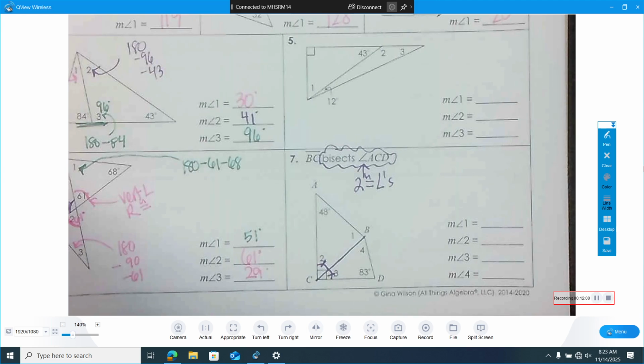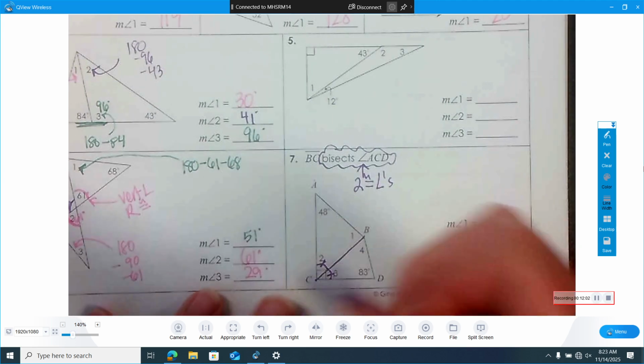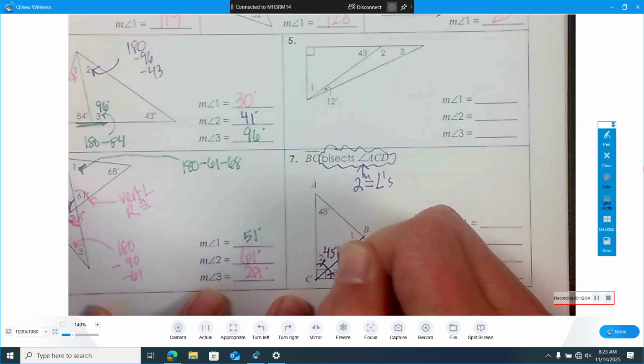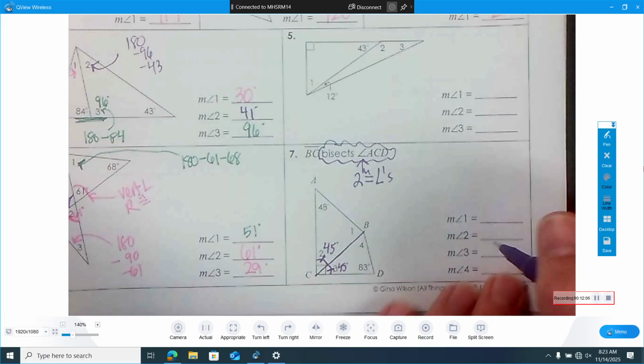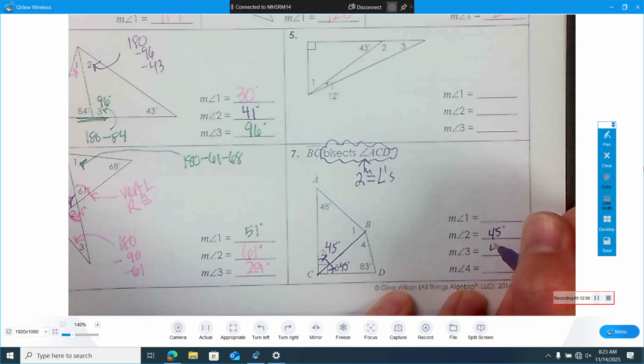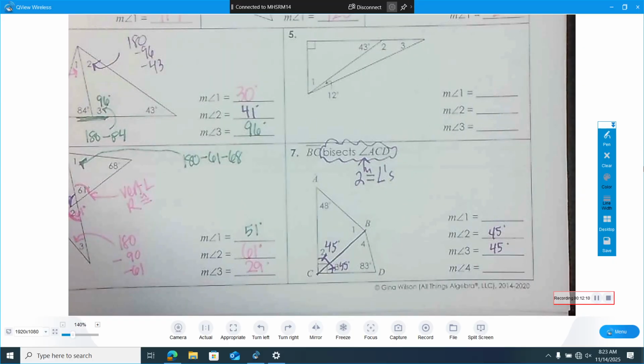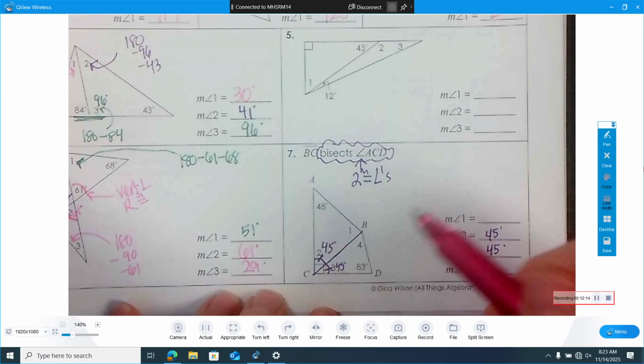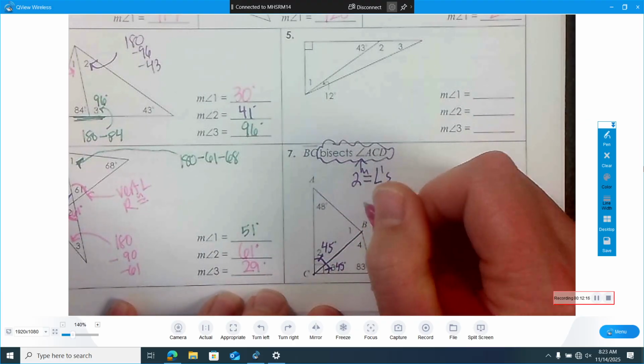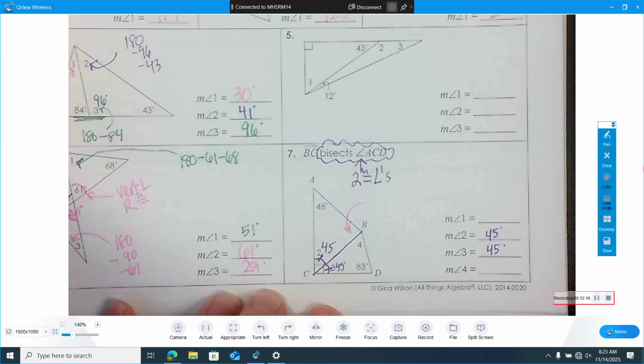So what can we conclude? 45. Oh, that's good. They're both 45 degrees. So 2 and 3 are 45 degrees each. All right, and now that we know that, because we took our information, now we have a 48 and a 45. What's the measure of angle 1? 87. How'd you get 87?